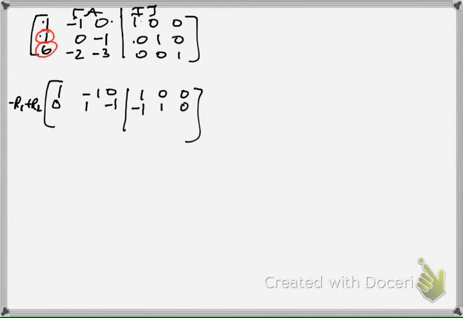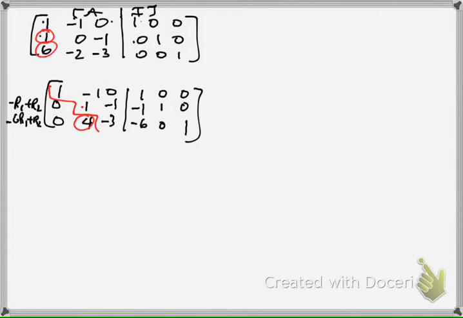Likewise, to get rid of this 6, I'm going to do negative 6 row 1 plus row 2. And then the resulting values are 0, 4, negative 3, negative 6, 0, and 1. And so now, again, we're getting this in Gauss-Jordan elimination. So I notice I have a 1 here, so I need to get rid of this 4. Okay.